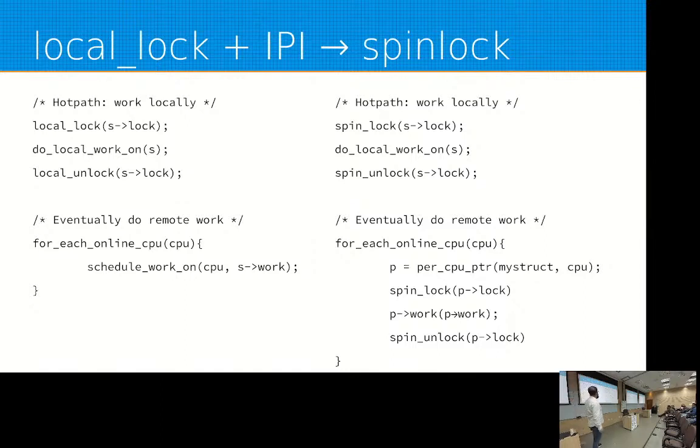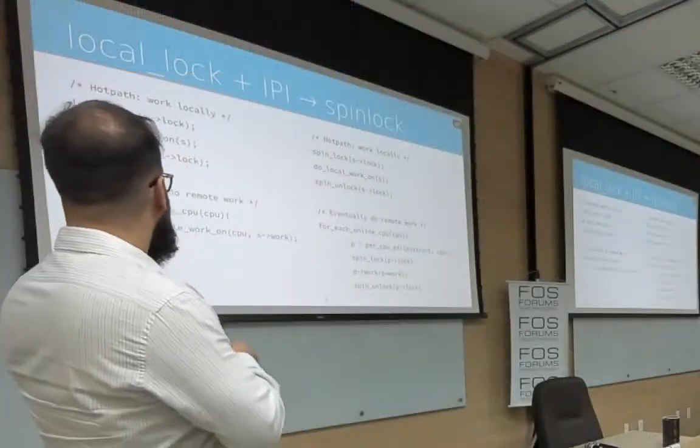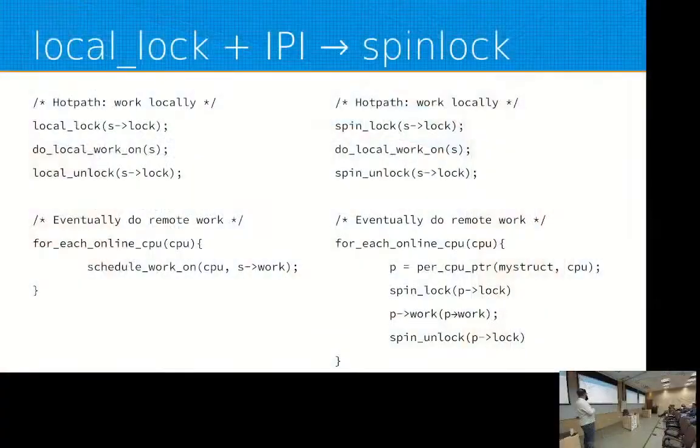That's how it should look like. Currently in the kernel, you have this local lock here. You do the local work and then local unlock. And when you have a remote CPU which you want to do some work on, you just schedule work on that CPU, and that's it. And what will this trigger? It will trigger an API, and the remote CPU will get this workqueue and do the work there.